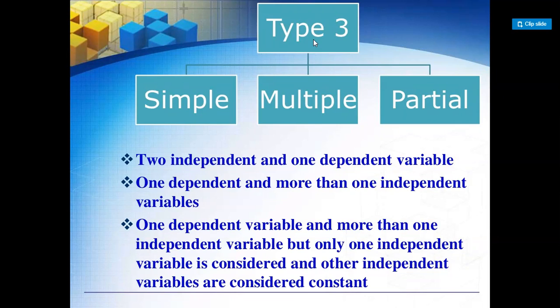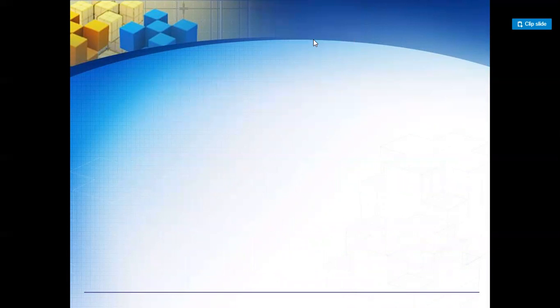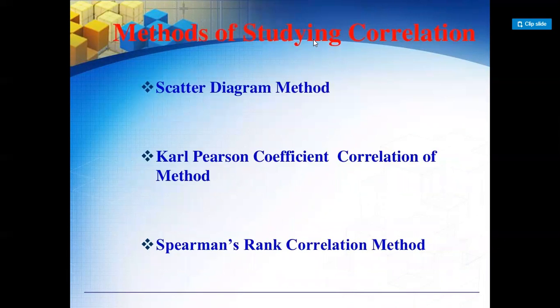Then partial correlation. Under partial correlation, the relationship between two variables is examined, keeping the other variables constant. For example, production of wheat depends on many factors like rainfall, quality of the seeds, manure, etc. If we study the relationship between the production of wheat and quality of the seeds, keeping rainfall and manure constant, then the correlation is called partial. So these are the three types of correlation that we have discussed here.